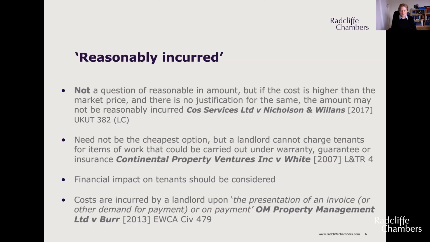So an example of this would be if a single glazed window was broken, the landlord could opt to replace that with a double glazed window. Clearly, double glazing will be more expensive than the single glazing, but they don't have to pursue the cheapest option, and therefore a double glazing window could still meet the test of reasonableness under section 19(1)(a). The cost could still be reasonably incurred.